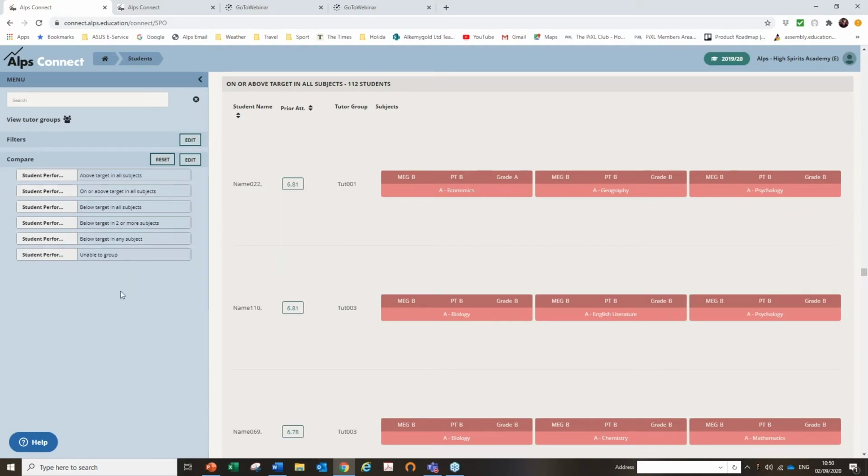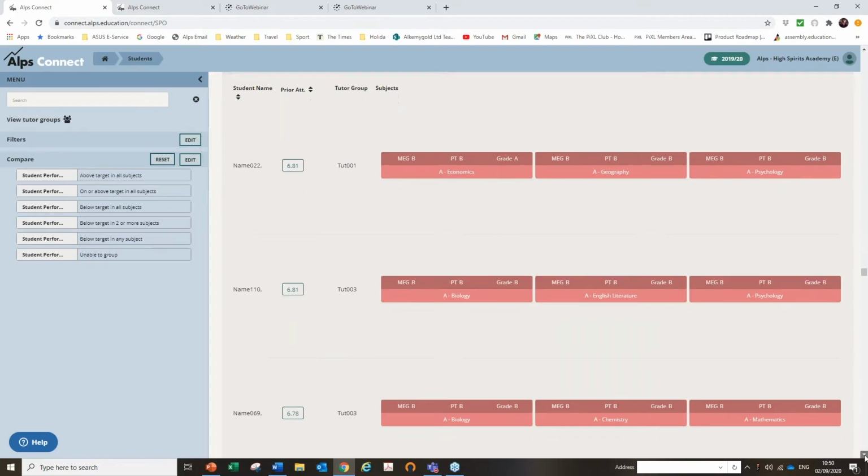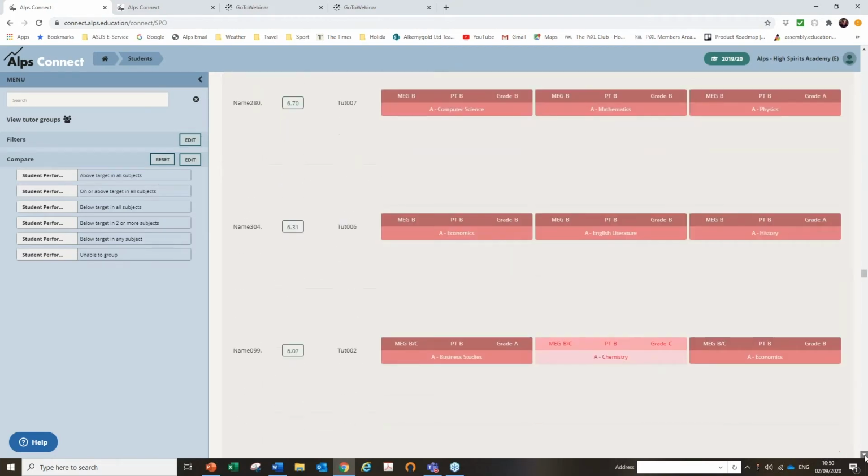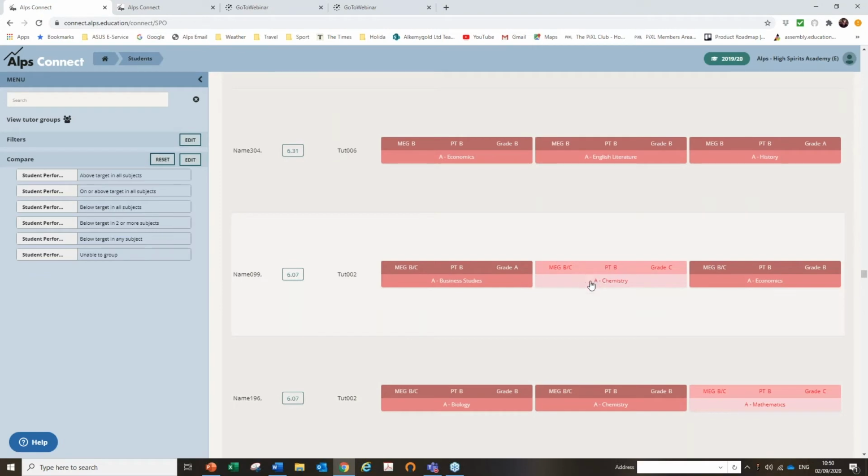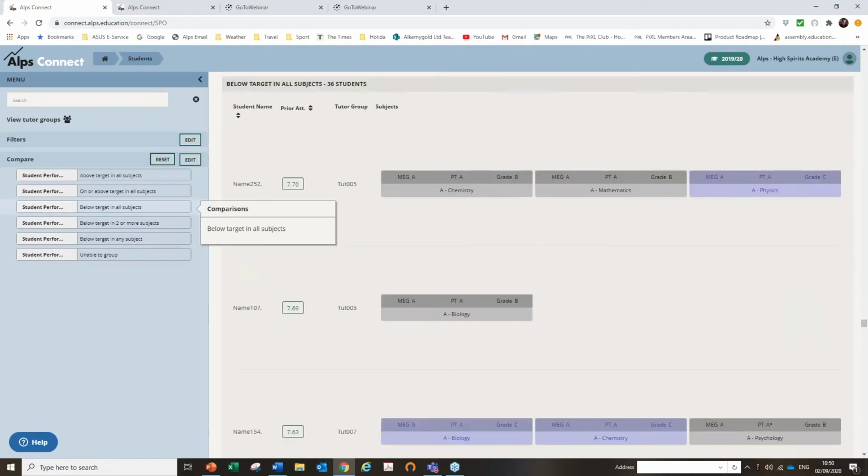A really pleasing 112 students were either on or above. Red is on or above. If there's a pink, and I'll go down because assuredly there will be somewhere, it's where actually the MEG was a split grade and they've achieved the lower of the 2 grades, but still done really, really well. Below target in all.